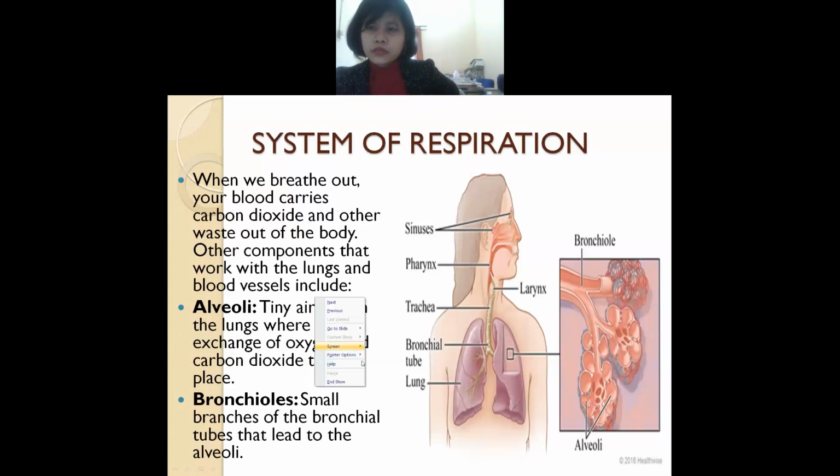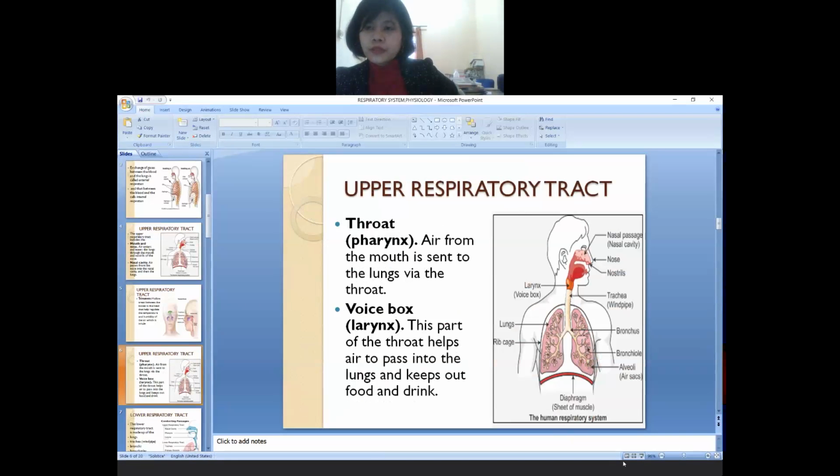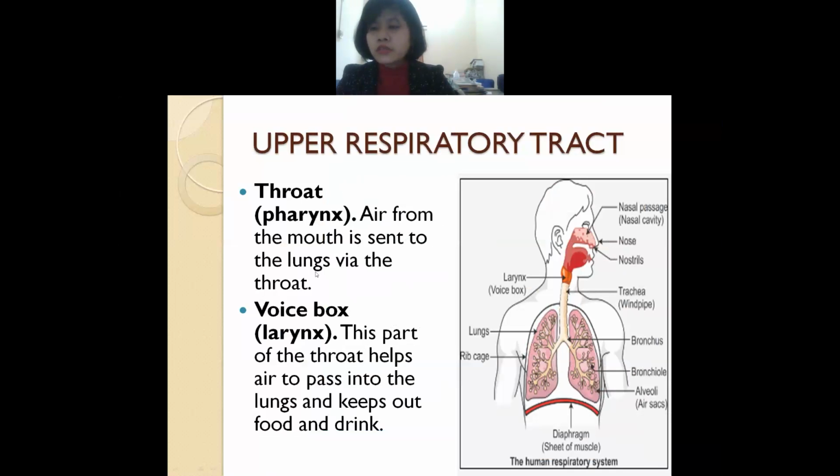Understand? So let us see now. Okay. So what happens here? Air from the mouth is sent to the lungs via the trachea. So same thing, like air is passed through this, under this. Is it clear? Air is passed through under this throat or else pharynx.